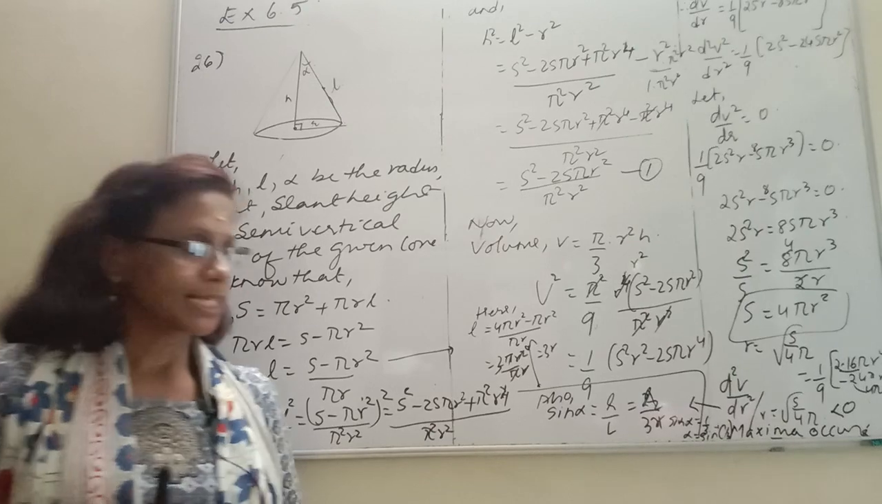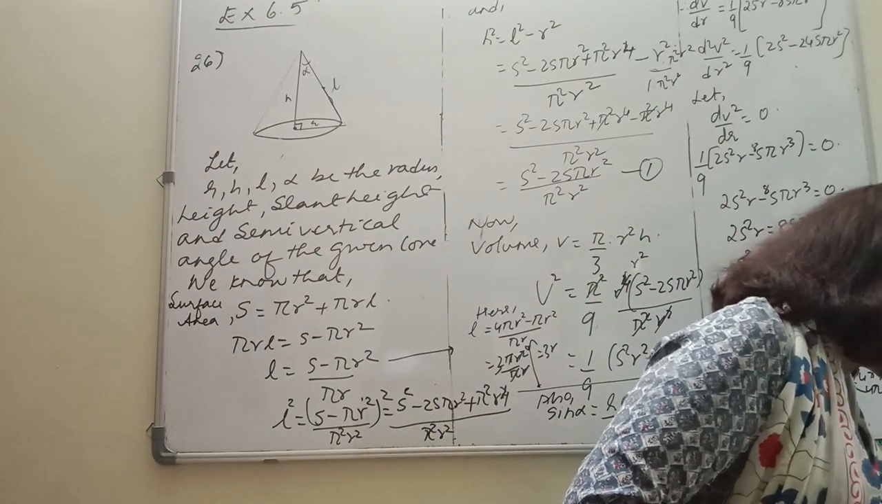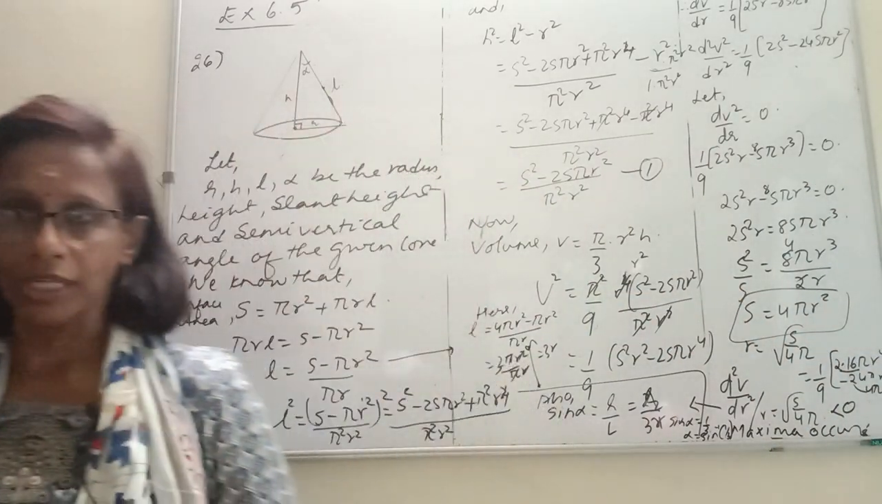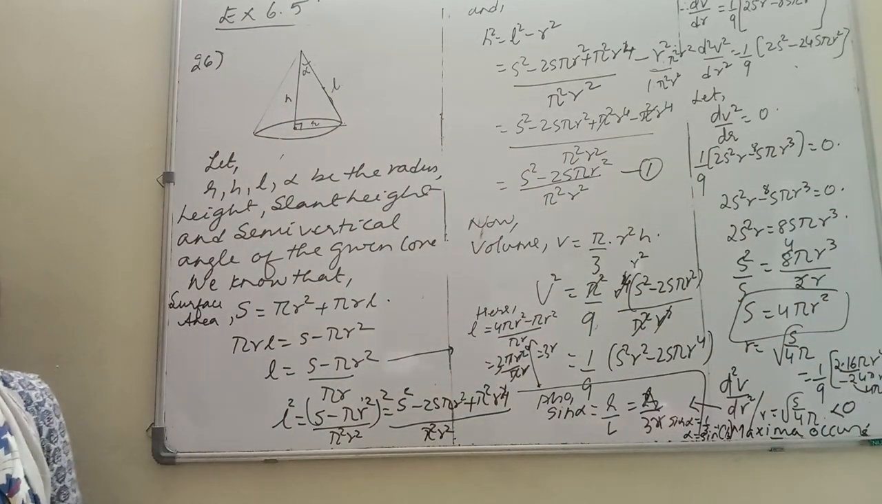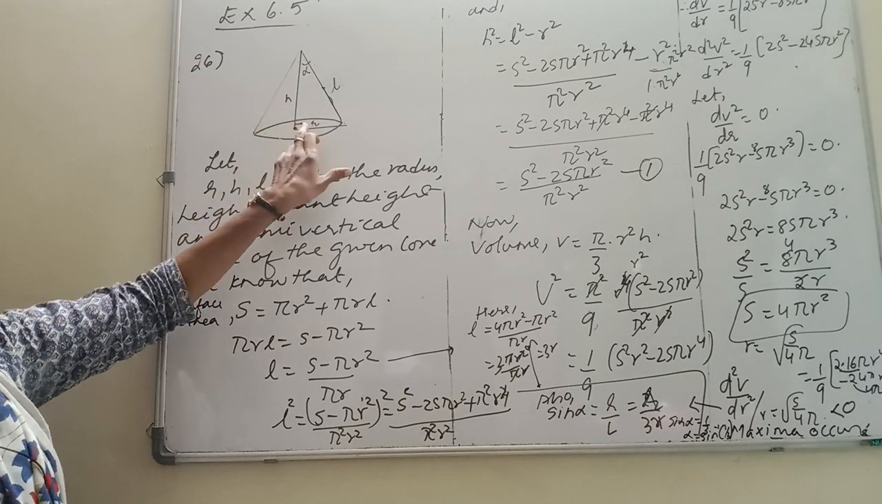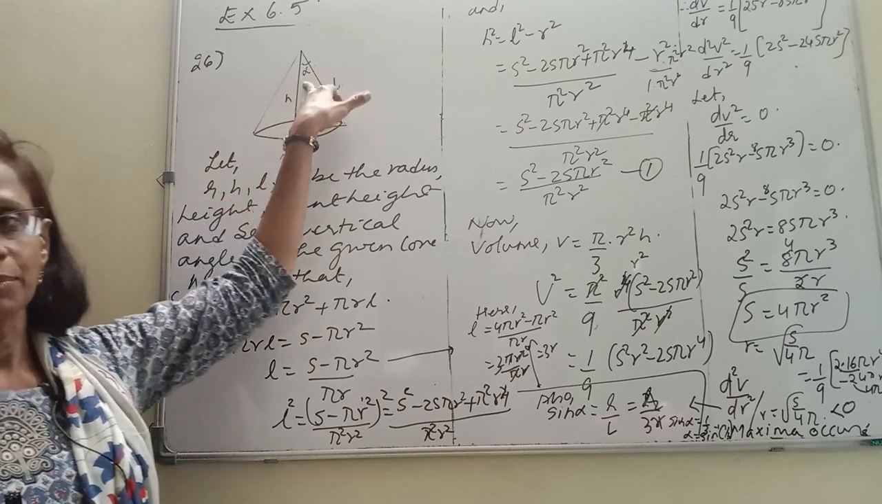Problem number 26 says: show that the semi-vertical angle of the right circular cone of a given surface area and maximum volume is sine inverse of 1 over 3. So we do exactly what we did in the previous question. We take this cone with the height h, radius r, slant height L, and alpha as the semi-vertical angle.